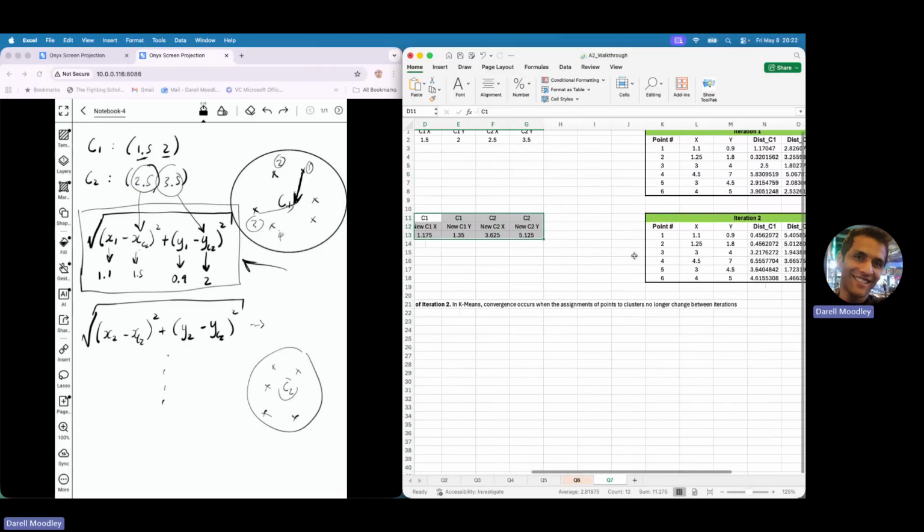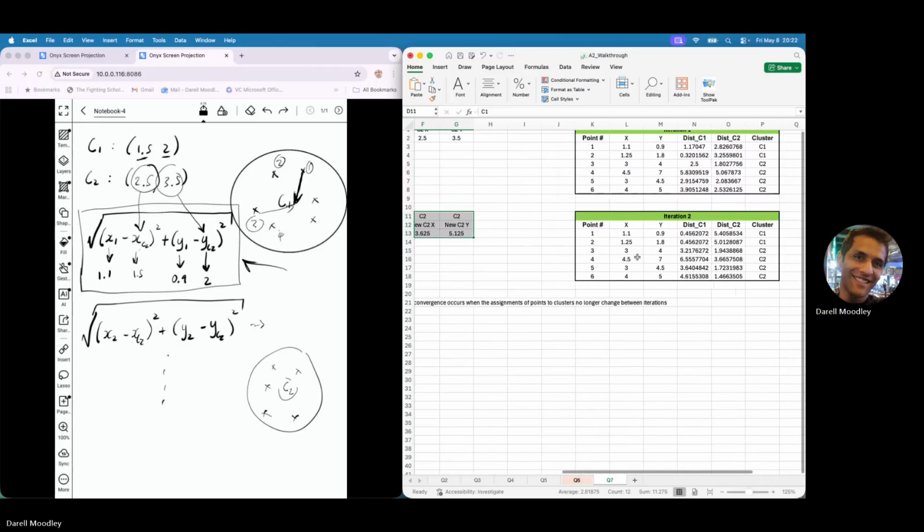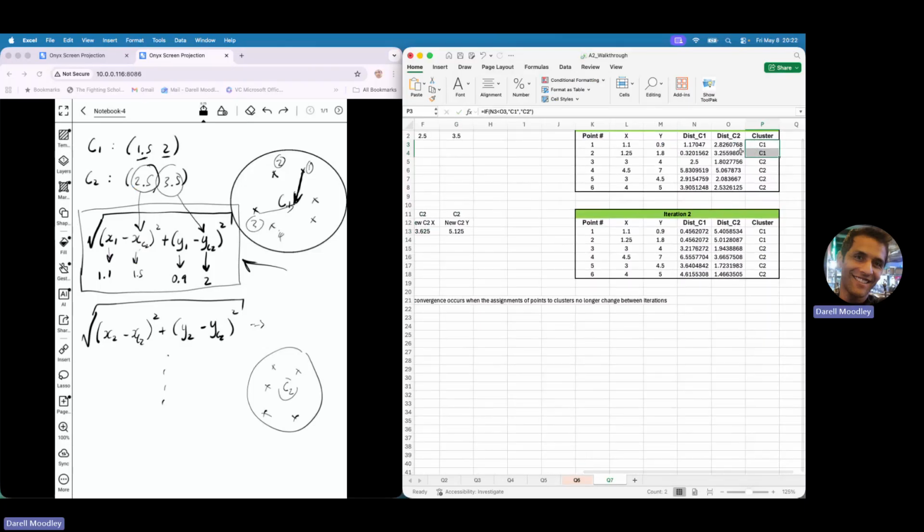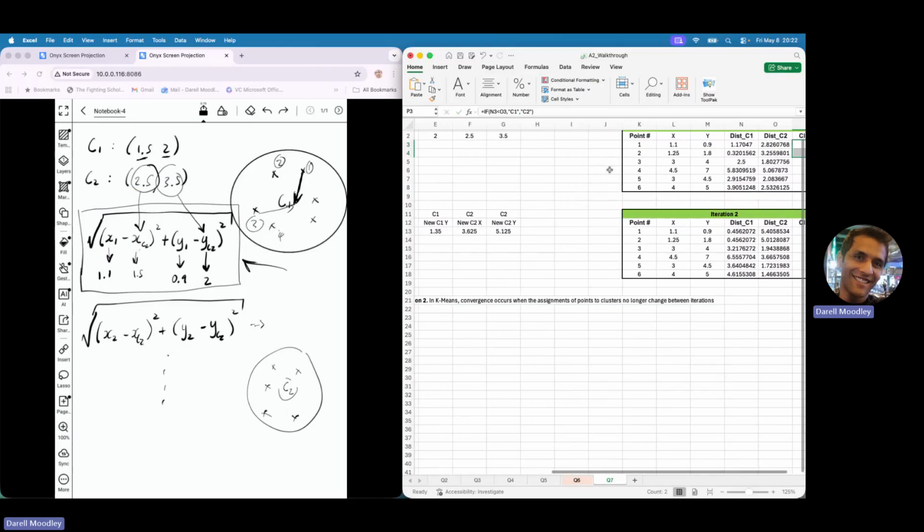Okay, now if you look at how many points fall under centroid 1, there's 2 points. So my new centroid 1 would have a new x coordinate, and that would be the average between these two x values, because there's only these 2 points that belong to C1.